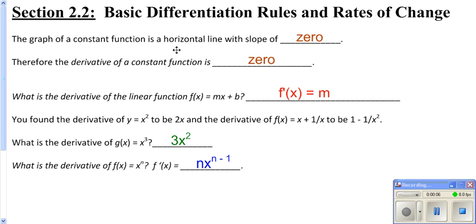From your previous knowledge, you should know that a constant function is just a horizontal line, and that the slope of a horizontal line is 0. The derivative of a constant function, remember a constant function is a horizontal line, the derivative tells you the slope of that, so the slope of a horizontal line is 0, so the derivative of a constant function is 0.